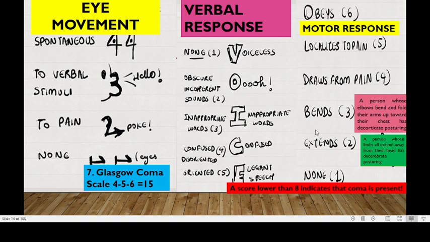Of importance is to know the difference between decorticate and decerebrate. Decerebrate will be given a score of 2, while decorticate a score of 3. Decerebrate is a person whose limbs will extend away from their head. While decorticate is a person whose elbows will bend and fall with arms towards their chest. Remember, decorticate positioning will be awarded 3, while decerebrate will be awarded 2. Decerebrate is the worst symptom.